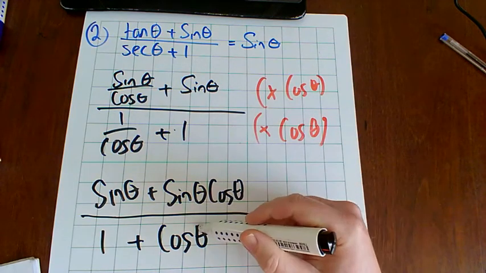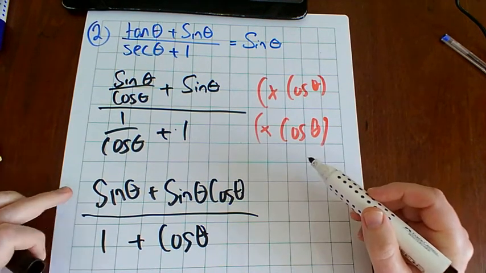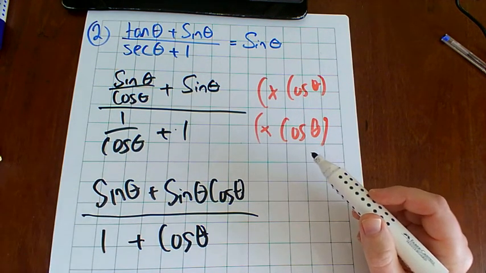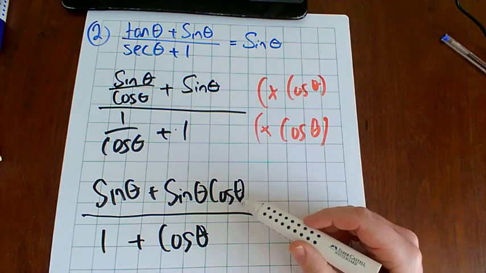Now, here's where, again, practice and knowledge, we want to be left with a sine theta. So we want to be left with this. So I go to my maths tables and say, is there anything that I can replace sine theta cos theta with?